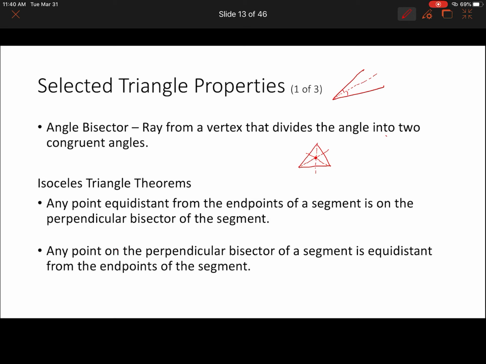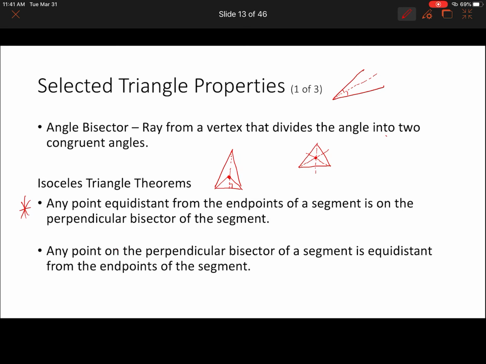Now, I'm going to erase that because there's another theorem that's going to come across the screen here. So let me erase that triangle so you can see the next theorem. The next one says that any point on the perpendicular bisector of a segment is equidistant from the endpoints of the segment. Really very, very similar to what we just said. The one above it says any point equidistant from the endpoints is on the perpendicular bisector. Well, this says the opposite of that. It says, or the converse of that, it says that any point on the perpendicular bisector is equidistant.